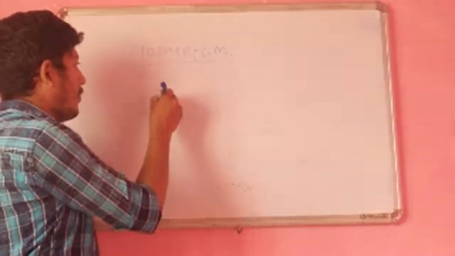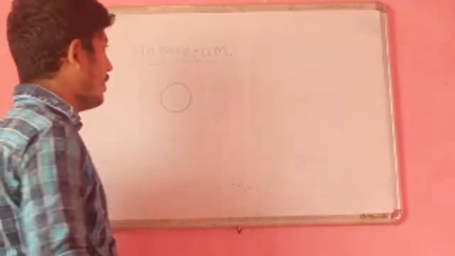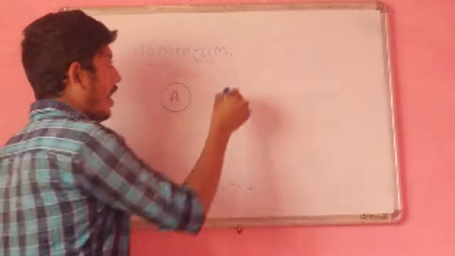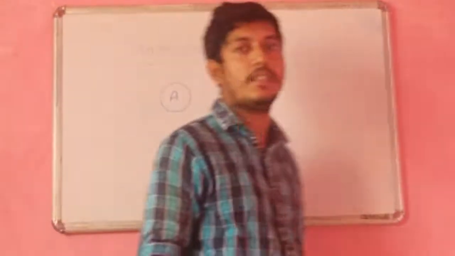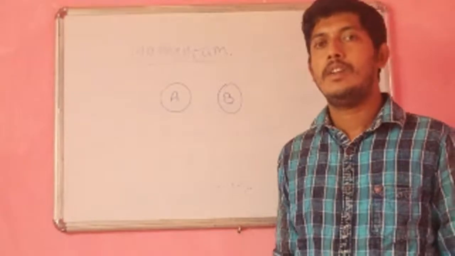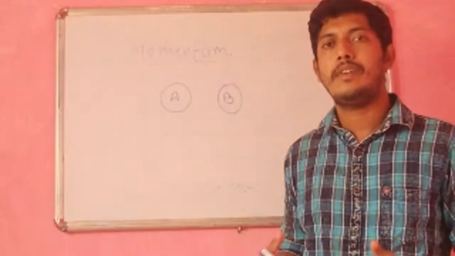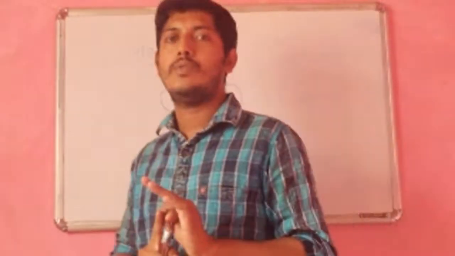For example, I consider one object, object A, and another object, object B. These are the two objects I consider for deriving the expression. For momentum, we require mass and velocity.